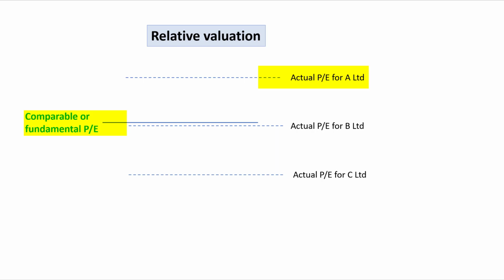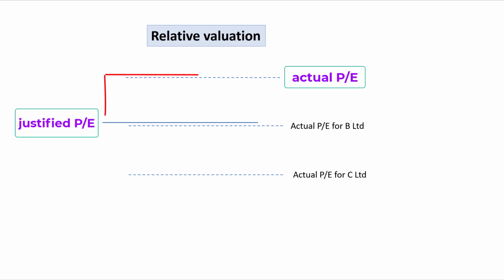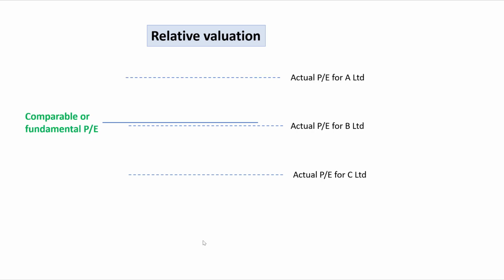That solid blue line against the comparable or fundamental PE represents the justified or the benchmark PE multiple for that particular company. And if its actual PE is higher than that justified PE multiple, then the logical conclusion is that share is overvalued by the market. Company B is approximately fairly valued, and for Company C, we have an actual PE which is below the justified level, and therefore the market has undervalued that company.